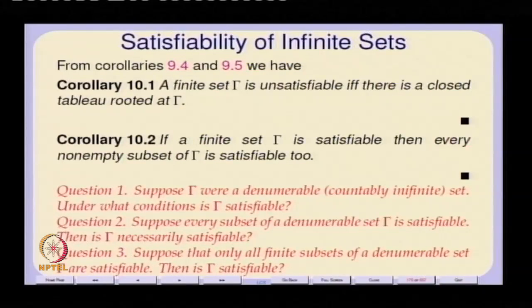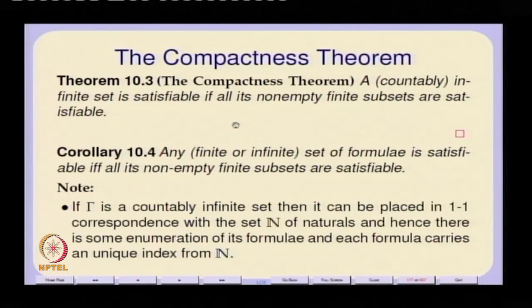So, this is what is known as a property of finite character, which the compactness gives us, and which unsatisfiability also satisfies, right.